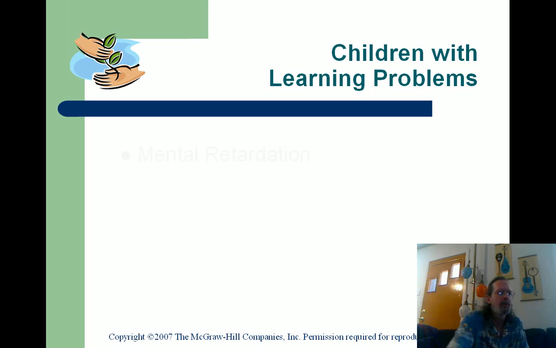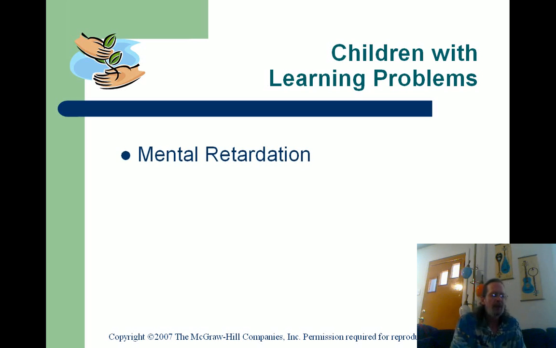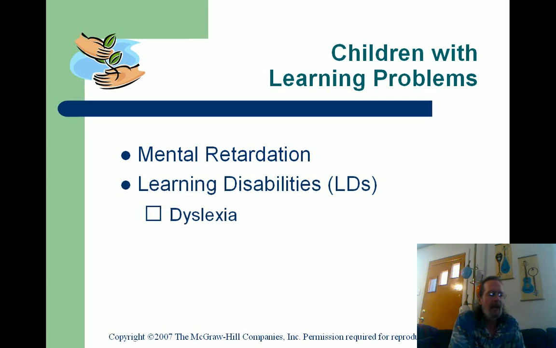Okay, children with learning problems. Mental retardation, also known as developmentally disabilities. Mental retardation has a couple of different things that are necessary. It is a global IQ score of 70 or less with adaptive deficits. The adaptive deficits mean that they have some difficulties dealing with other people, particularly people their age. And these things have to happen before they are 18 years of age.